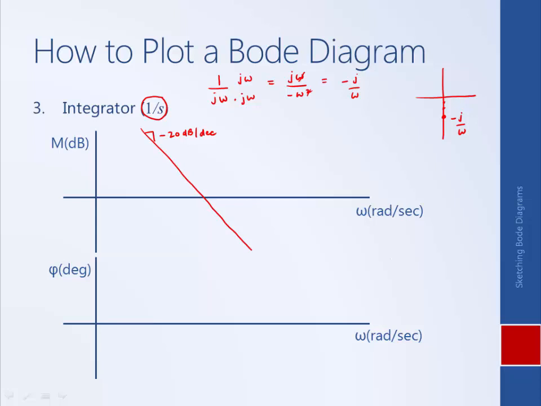And looking at where this line crosses the 0 dB axis, when omega is equal to 1, the magnitude is equal to 1, just equal to negative j, and 20 log 1 again is 0 dBs. So we cross this axis when omega is 1, when omega is 1 radian per second. And based on the slope, if we go forward a factor of 10, we go down to minus 20 dBs. If we go back a factor of 10, we go up to positive 20 dBs.